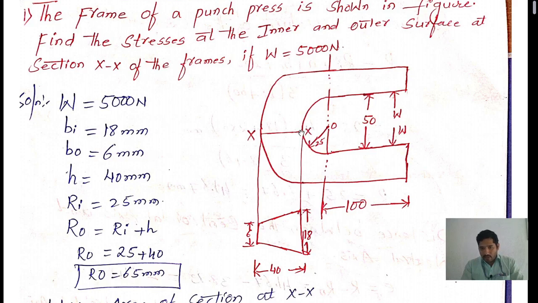25 plus, from x to x, how much distance is given here? 40. So height is given as 40. So we can say 25 plus 40, then you will get the outer radius of the punch press machine. Clear? But in this problem, our intention is to find out the stresses at the inner surface as well as the stresses at the outer surface.